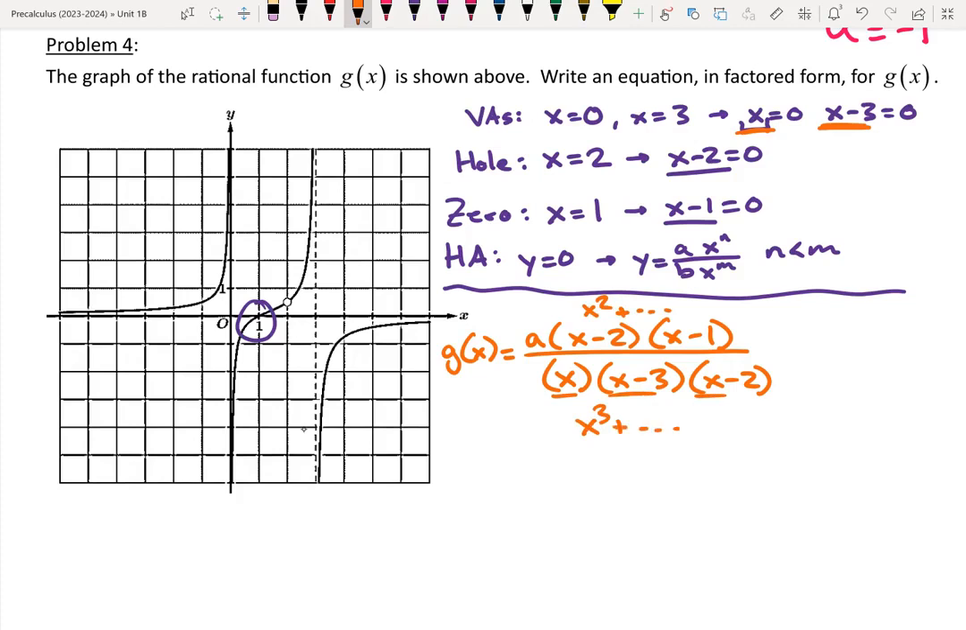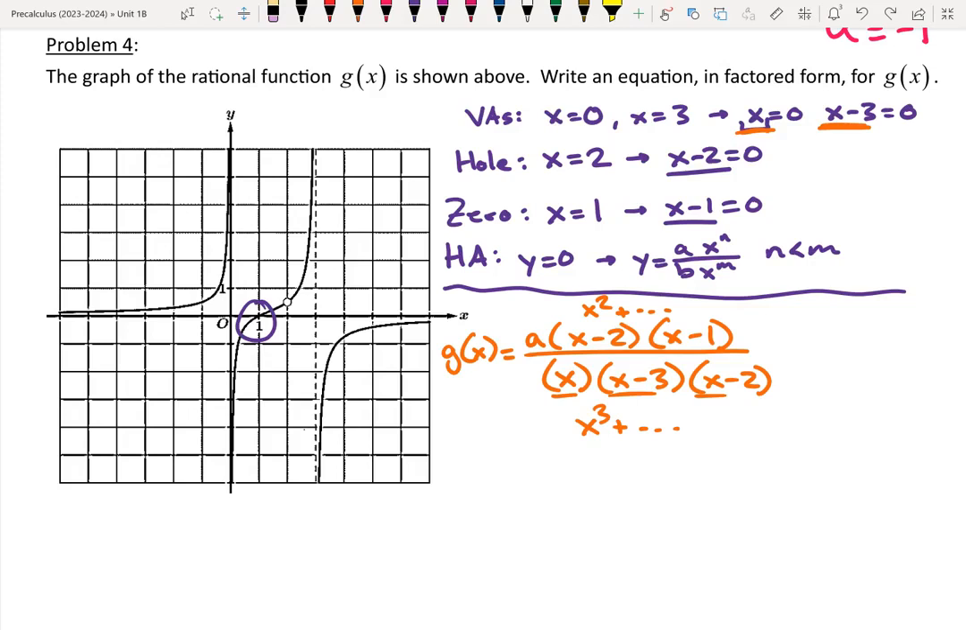So as of right now, my top power is less than the bottom power, so I'm okay for that horizontal asymptote of y equals 0. But I don't know what my a is yet, so I still need to find a point and plug it in to find out my a. So let's look at our graph and see, is there another point that we could potentially use?